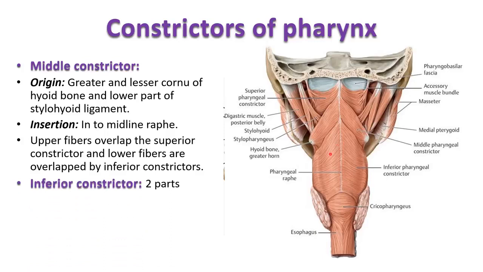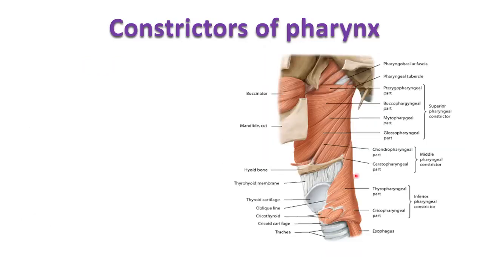Now, in the inferior constrictors, there is a slight difference in the structure. You can appreciate it as two parts. The upper part is called the thyropharyngeus, and the lower part is called the cricopharyngeus muscle. So the inferior constrictor has two parts: one is the thyropharyngeus, and the other one is the cricopharyngeus. So let us discuss the origin and insertion of the thyropharyngeus first.